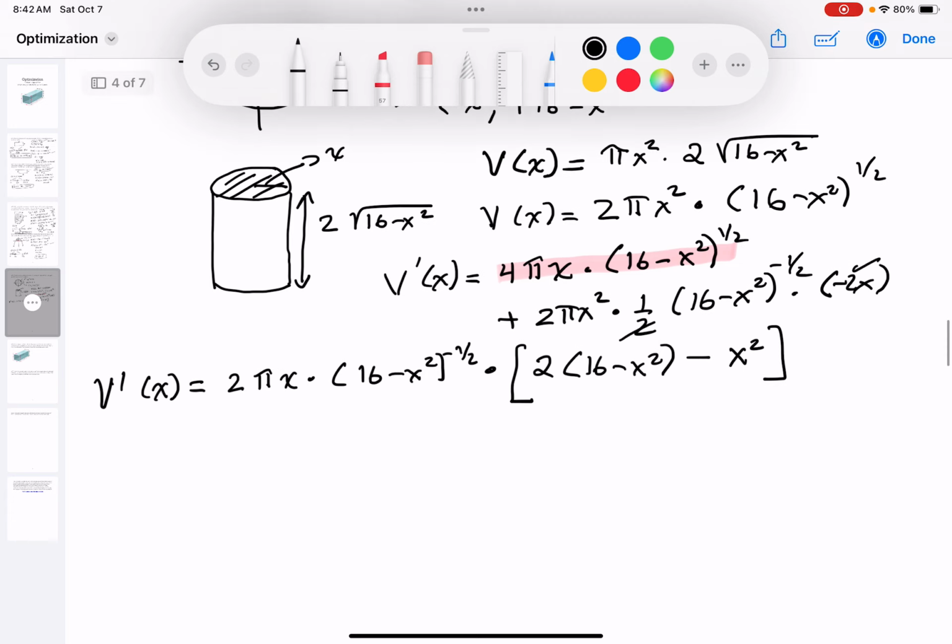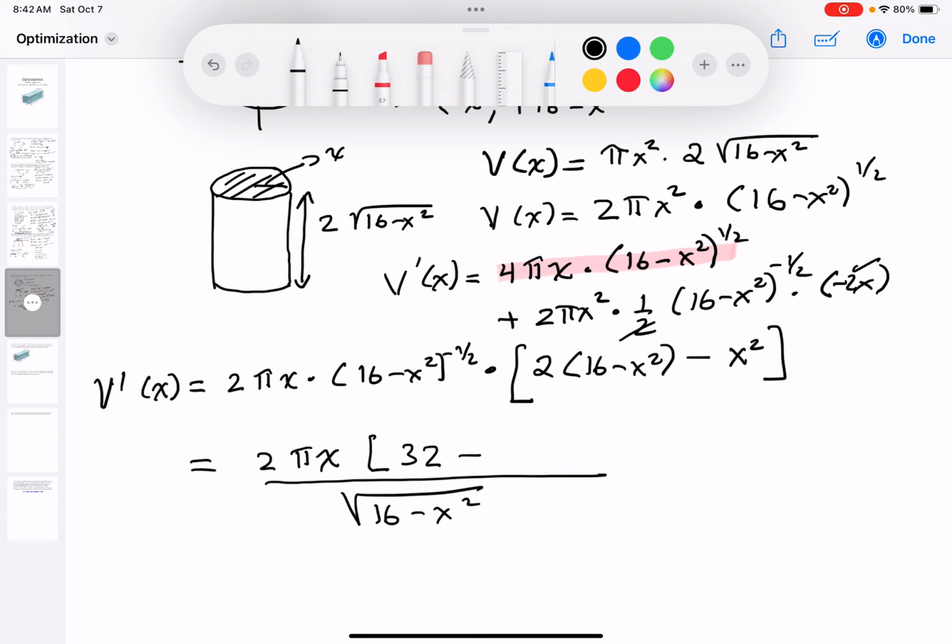All right, it looked pretty complicated. Let's write this down over here. So I'm going to write down 2 pi x. I'm going to put the root in the bottom now. That's 16 minus, whoops, that doesn't look right. 16 minus x squared is the root of that. And what goes on the top? It's going to be 32 minus 3x squared.